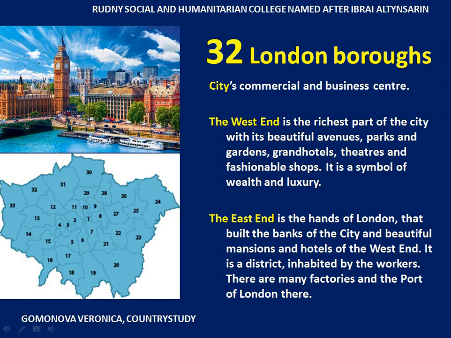The territory of London is divided into 32 London boroughs, but usually we divide the territory of the capital city into distinct parts, which are the City, a commercial and business center, the West End, which is the richest part, and the East End, which is the heart of London.